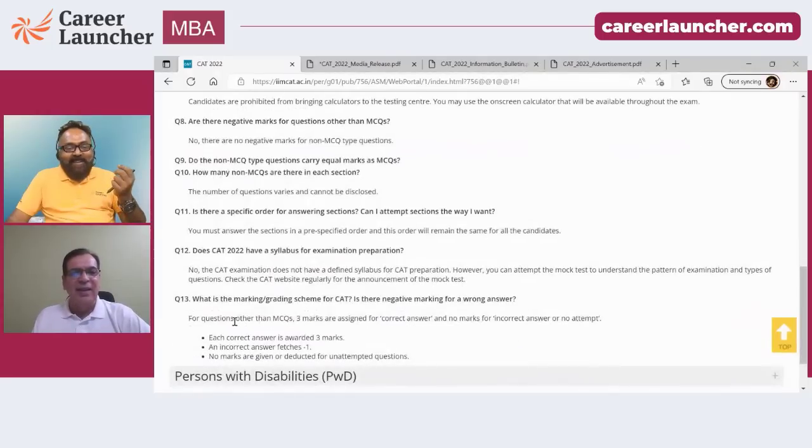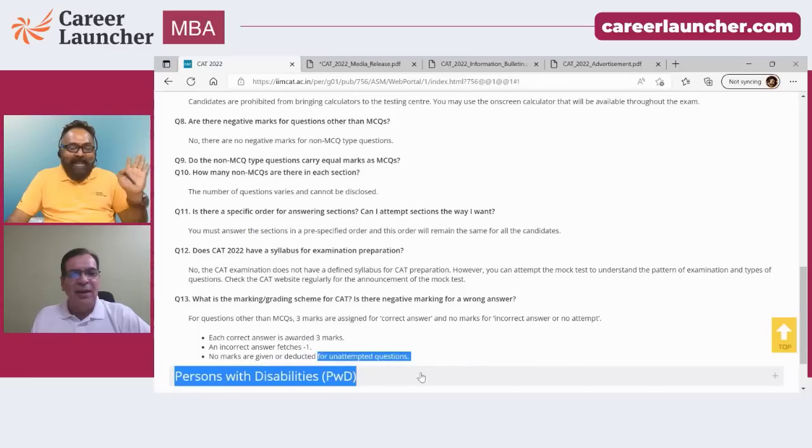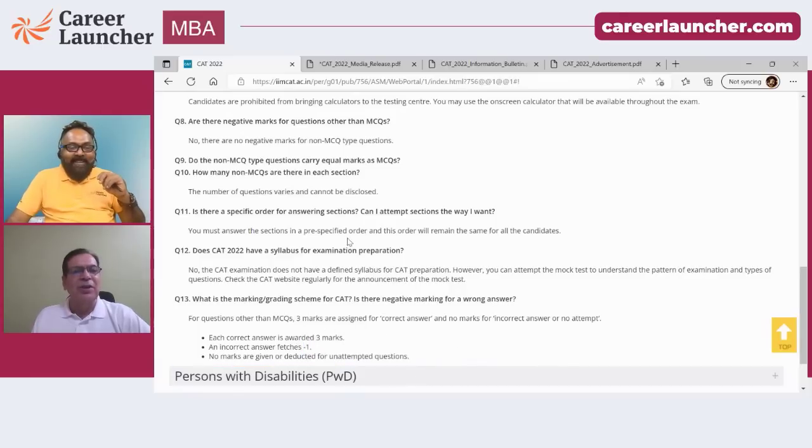And negative marking, we can just confirm in question 13. 3 marks, minus 1. I think the same thing. So no changes out here. Basically, cut and paste of last year only. That's right. I think they have just changed 21 to 22 and released it all over again.